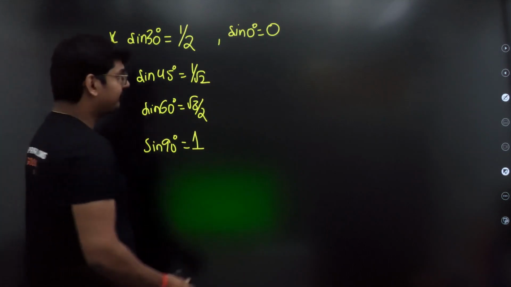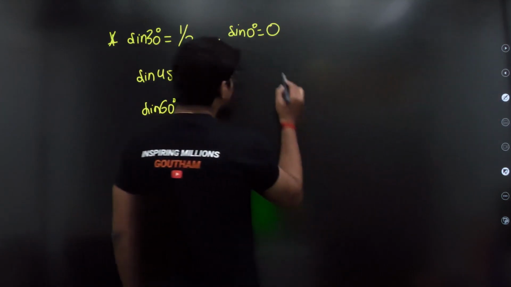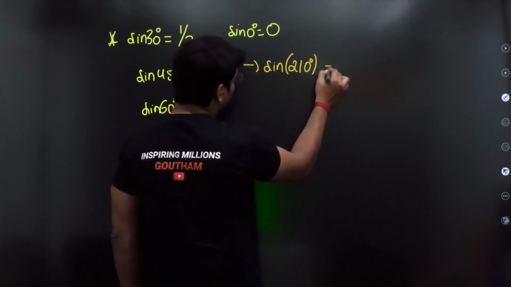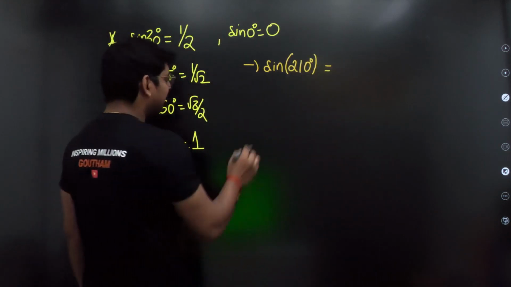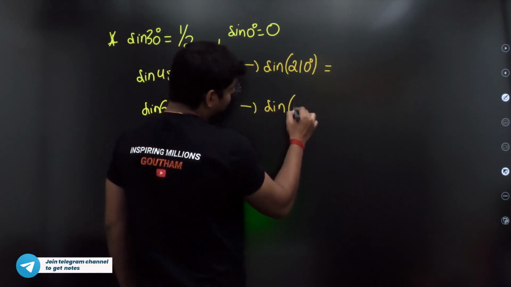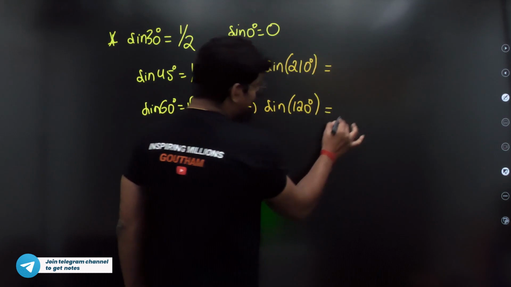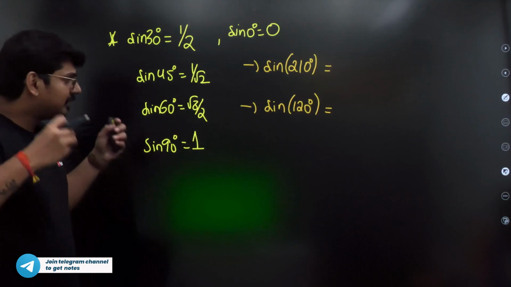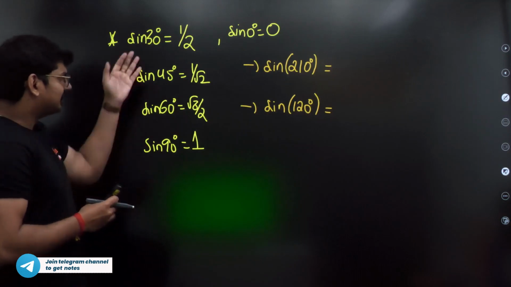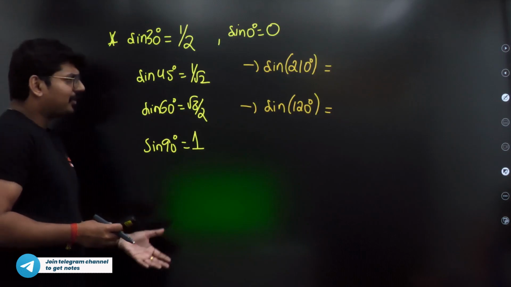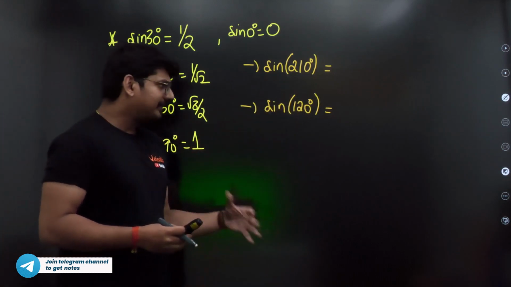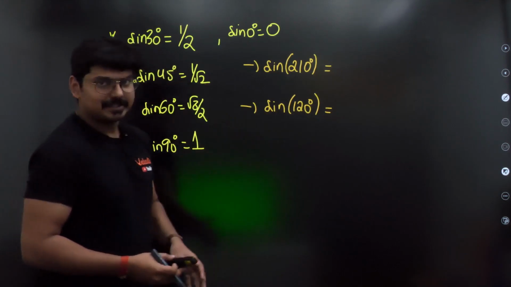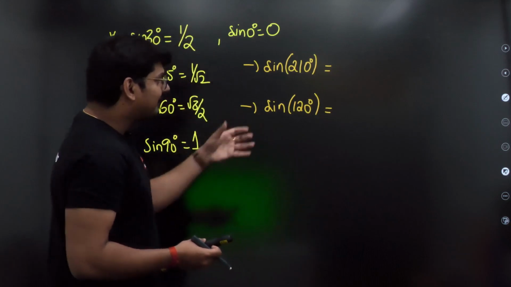Now what if I give you something like this? Let's say you need to get me the value of sine 210 degrees, or let's say the value of sine 120 degrees. This is something which we have not discussed yet, right? Yes or no? We have not discussed this concept till now. We know how to find the value only if those standard angles are given. But what if we have something like 210 or 120 degrees, something greater than 90? In that particular case, how do we solve these questions? How do we get the results?